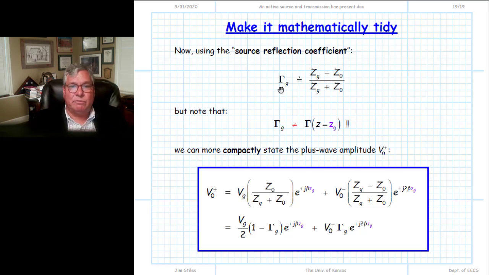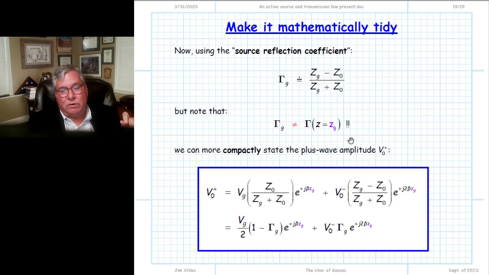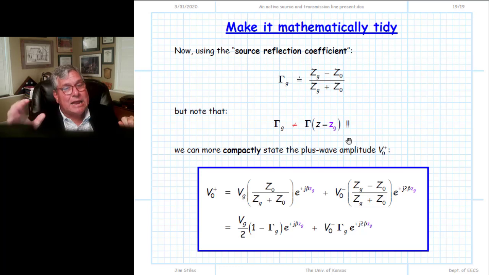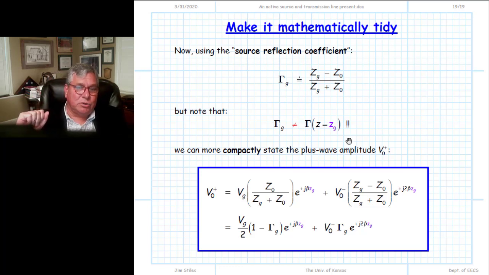Yes, at the other end of the line, where we have a passive load, the boundary condition is that the reflection coefficient evaluated there will be equal to the load reflection coefficient gamma L. But we can't go back to the beginning of the line, evaluate the reflection coefficient function there, and claim it to be equal to this value gamma G. It will not be so. So be careful and don't try to apply that boundary condition to a source that has both a source impedance and an ideal voltage source, VG.